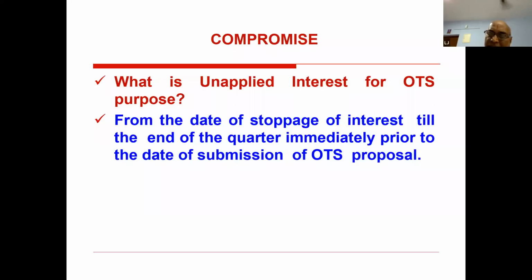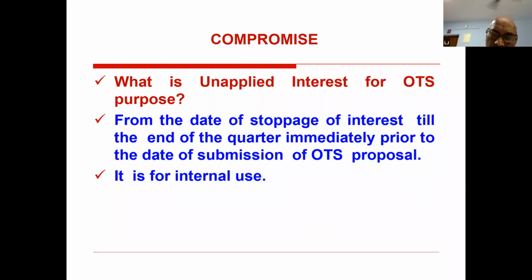So you will calculate the unapplied interest. How we are going to calculate, we are going to see now. It is for internal use. The unapplied interest which you are calculating for the OTS purpose, please do not reveal to the borrower. It will be much, much less than the contractual rate of interest which he has to pay. Please do not reveal it.